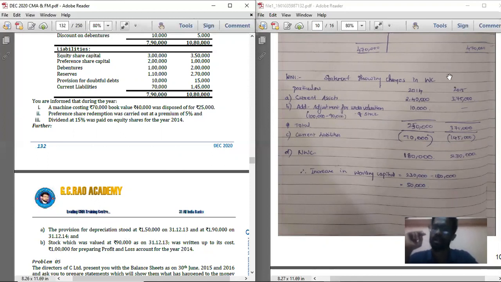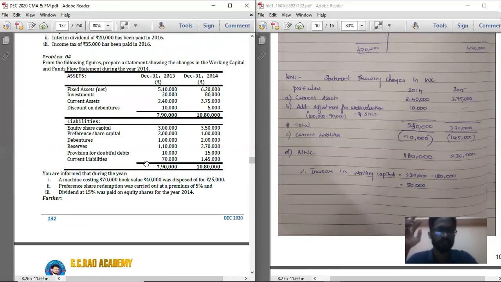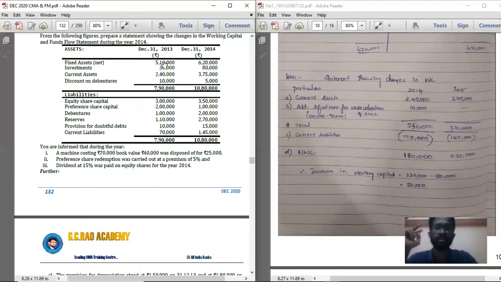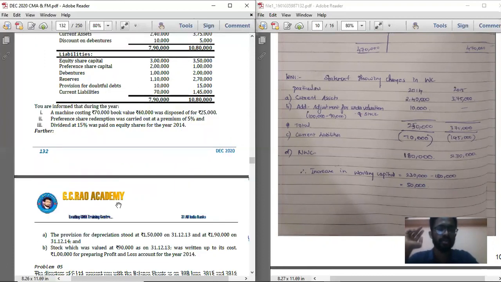Below that, like a working capital record, you should take down the particulars, 2014 and 15. Current assets they have given are 2,40,000 and 3,75,000. Just take it down. I have recorded it wrongly here, 2014 and 15. It's just 2013 and 14. So you just have to add 10,000 for the previous year ending, because previous year ending you have valued stock at 90,000, but current year ending 1 lakh. So previous year you should add back 10,000 to bring the values to the same valuation.